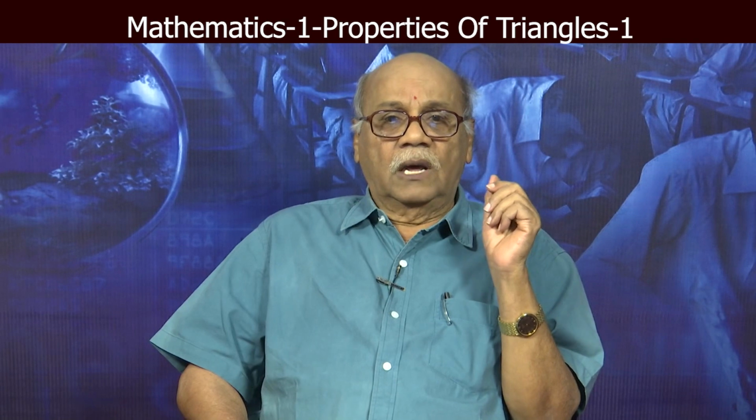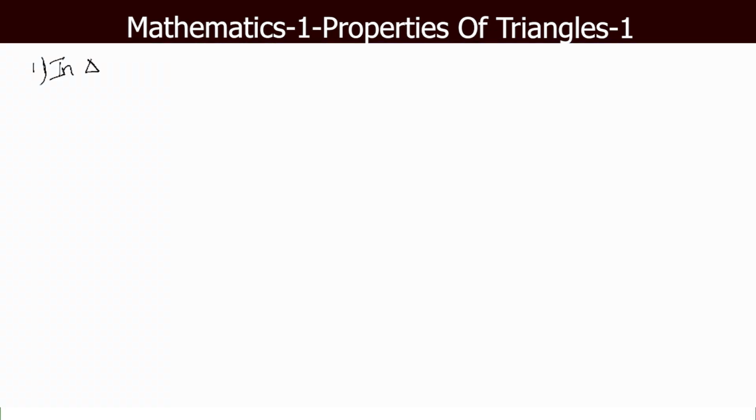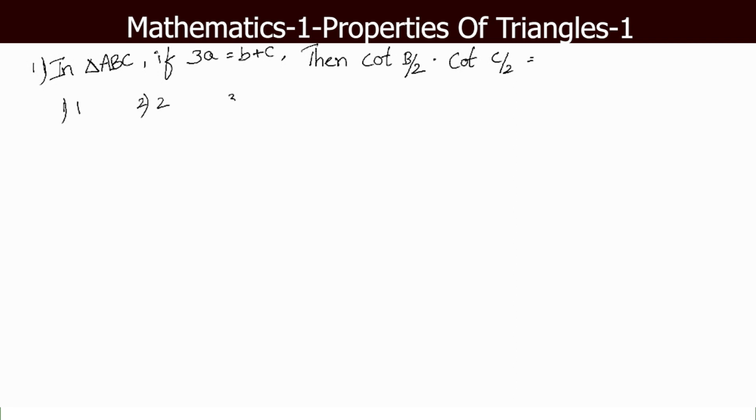Okay? So now we will come to the actual problems. Problem number 1. In triangle ABC, if 3A is equal to B plus C, then cot B by 2 into cot C by 2 is equal to 1, 2, 3, or 4. This was asked in EAPCET 2003 and way back in the Roorkee entrance examination 1986. Now Roorkee is also an IIT institute. It was included as an IIT institute some 6 to 7 years back.